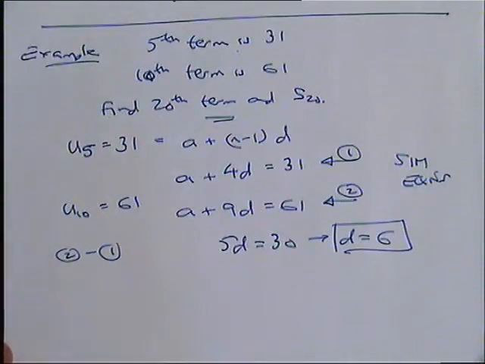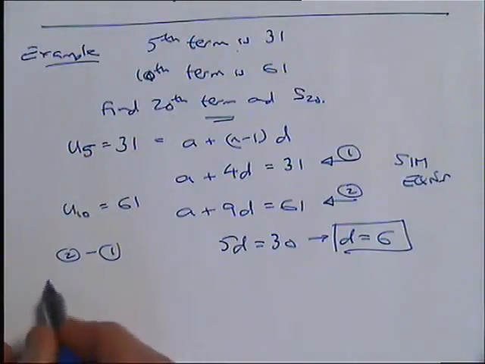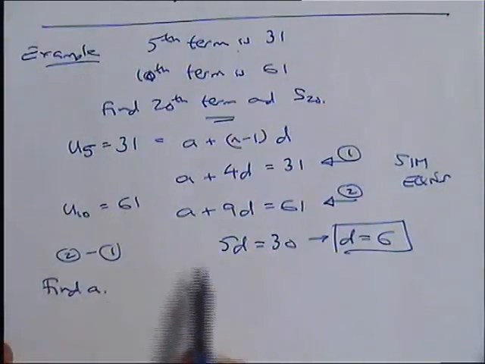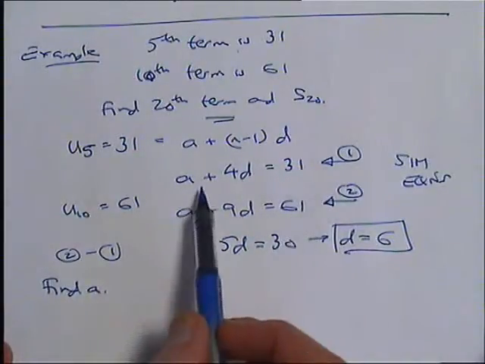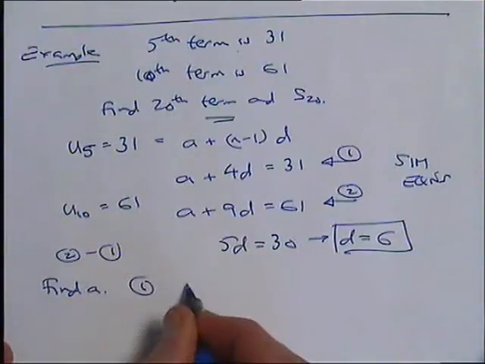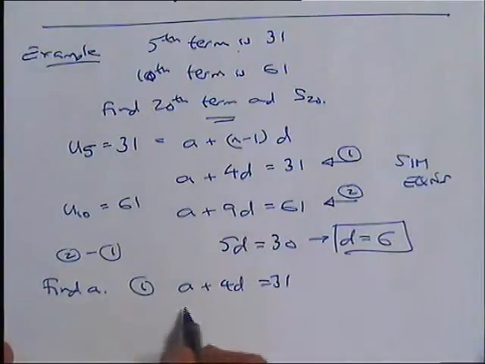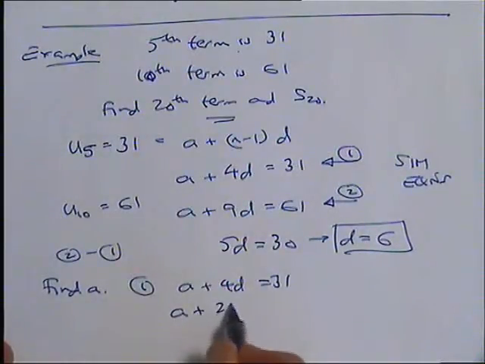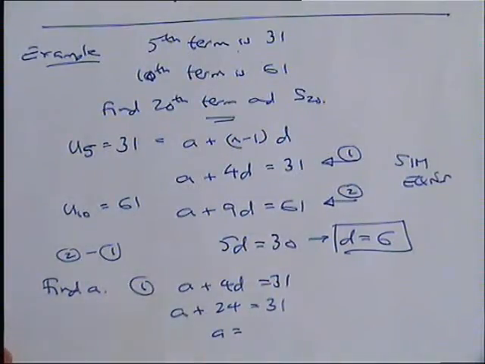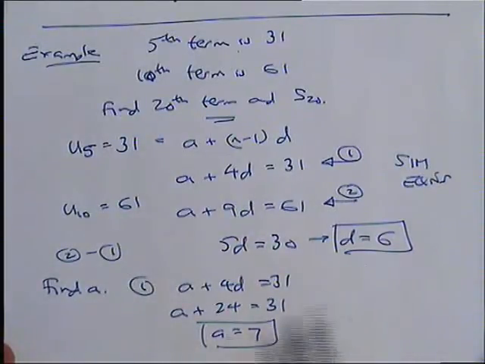Find the 20th. Not yet, I need to know something else. Substitute A. Yeah, I need to find A. So substitute that in. Use either one of these equations. I'd use the one with the smaller numbers in. So I'll use equation 1, which was A plus 4D equals 31. I now know that D is 6. So that's A plus 4 lots of 6, which is 24, is 31. So I now know that A is equal to 7. Yes, okay, 24 up to 31. I now know that A is equal to 7. So I've got my D, I've got my A.